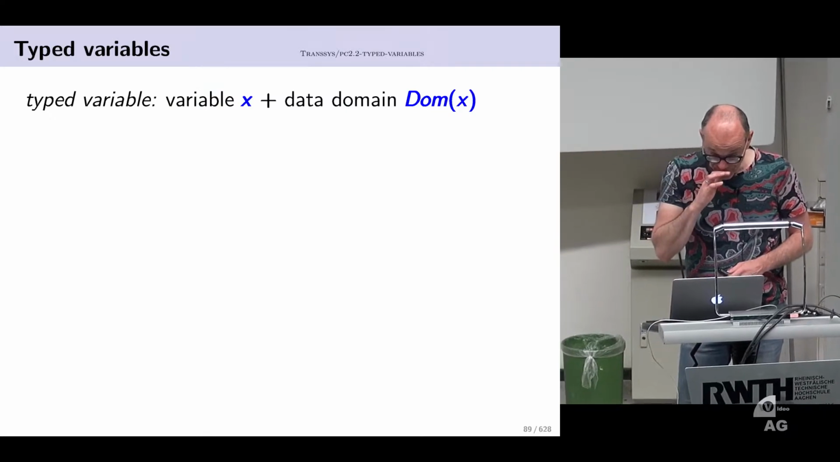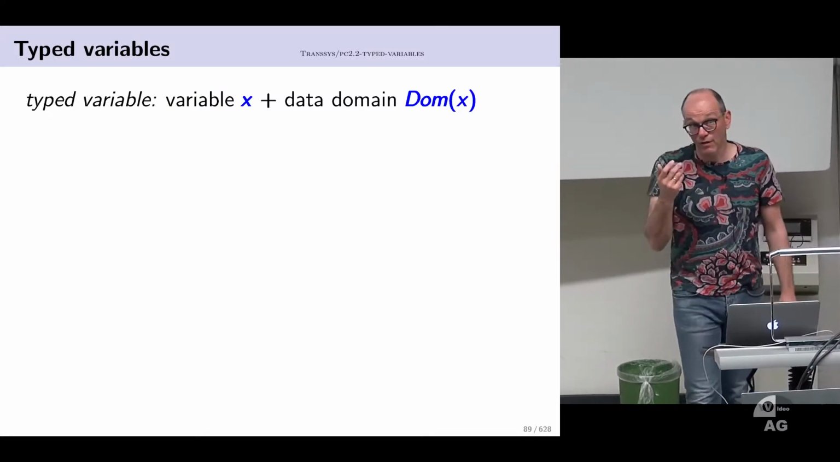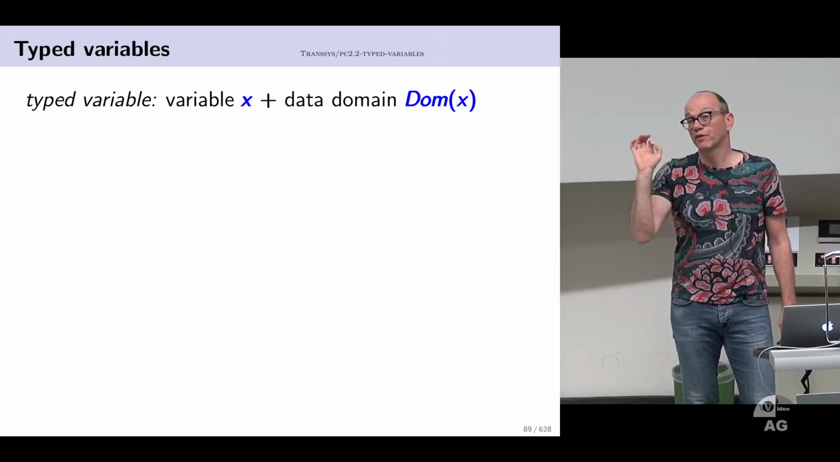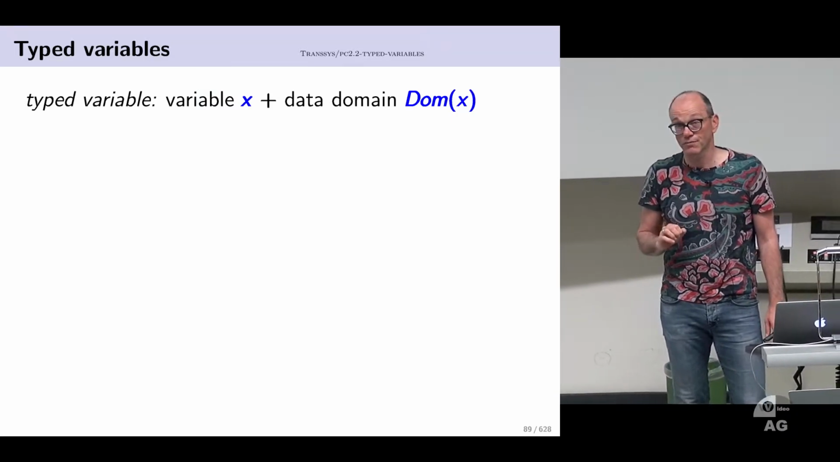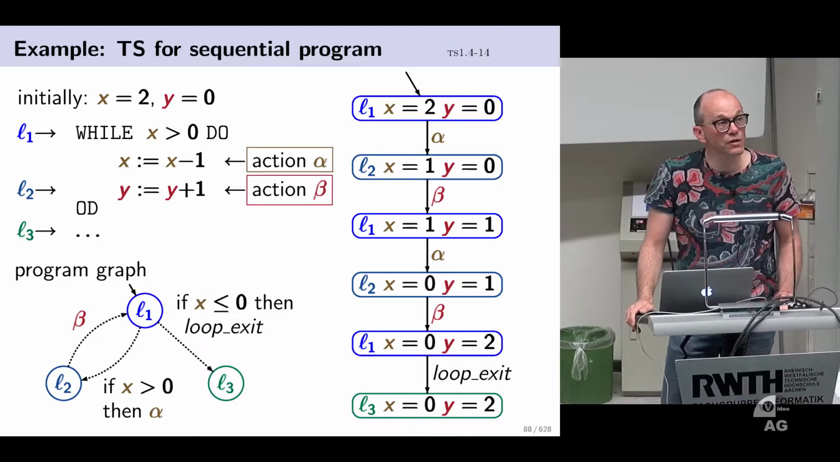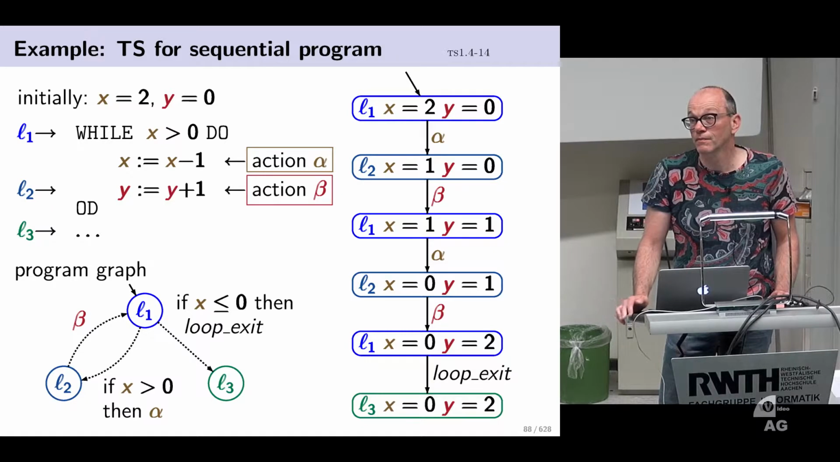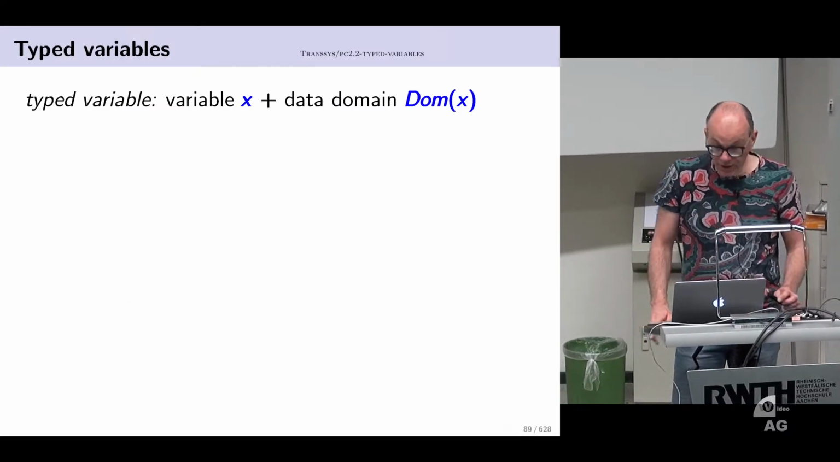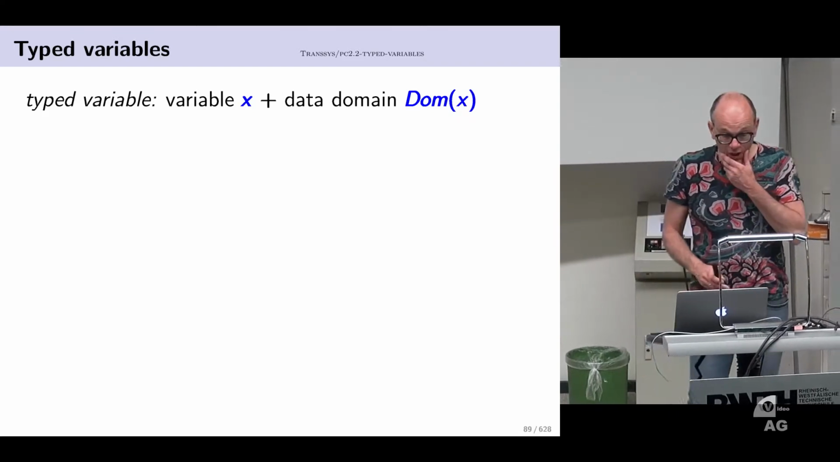Good. Now I would like to make this formal, and I would like to provide a mapping from any arbitrary program graph to a transition system. By the way, are there any questions so far? No. Good.